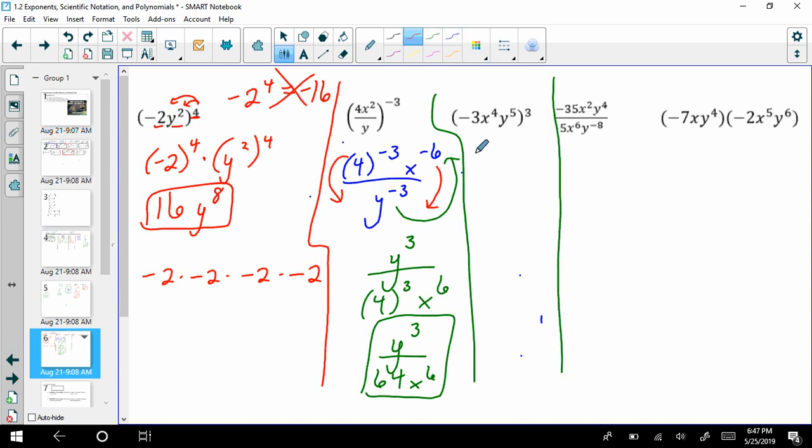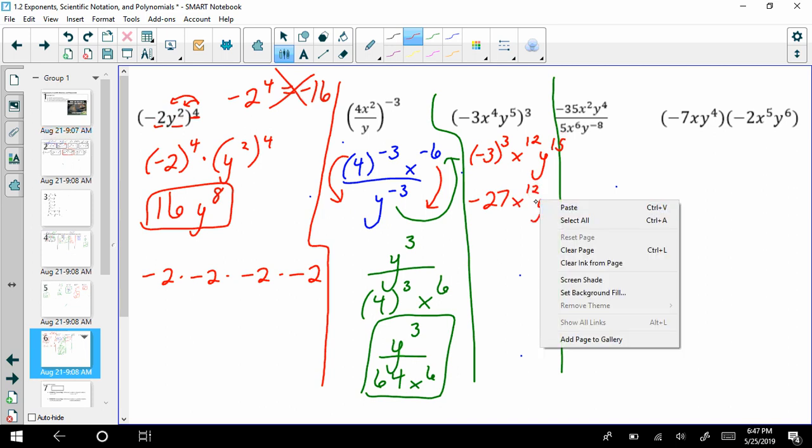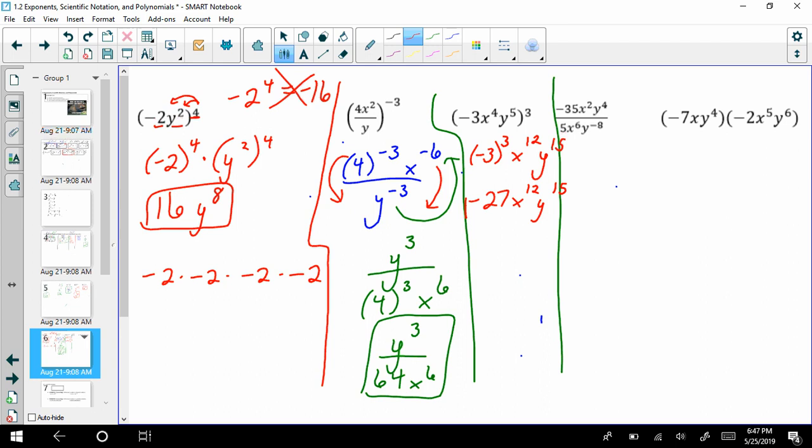Everything's going to get that cube, so negative 3 cubed. And then I have x, we multiply our exponents, so 4 times 3, 12. And then the y, 5 times 3, 15. And the last thing I'd want you to do is actually tell me what is negative 3 cubed. So negative 3 times negative 3 times negative 3, get negative 27. Whoops. Nothing has to move because there's no negative exponents.